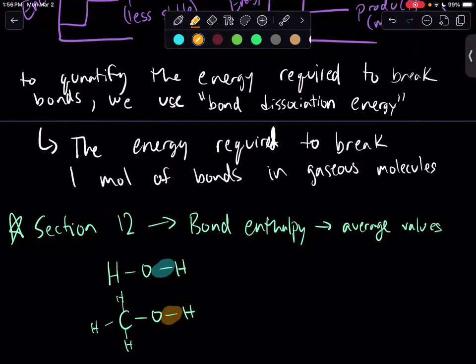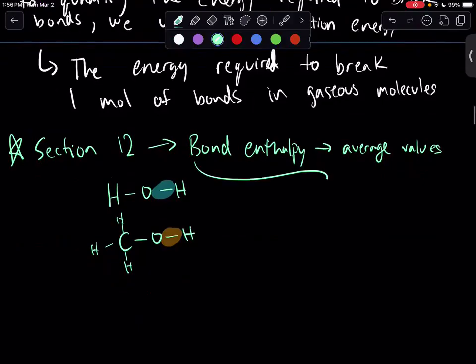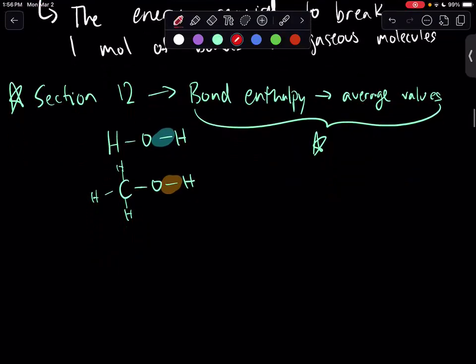And so to quantify bond enthalpy, we have to take average values. So they're never exact. Now, that is one key aspect that the DP will definitely require you to state at some point or another when they're making you do calculations of enthalpy. So with that said, let's do some calculations right now.